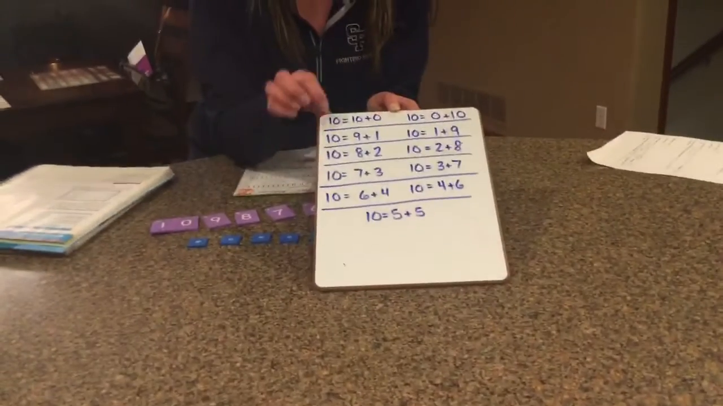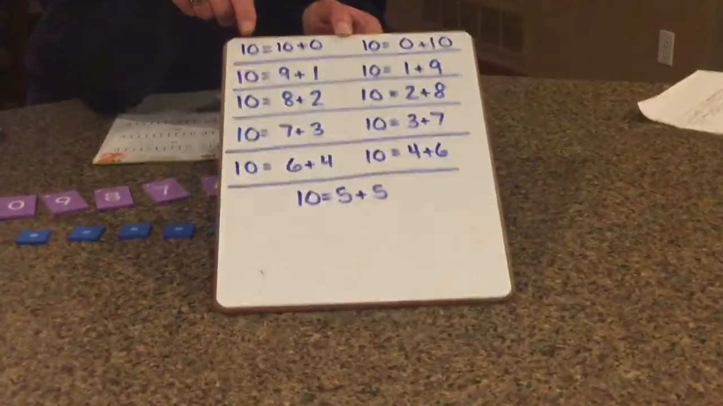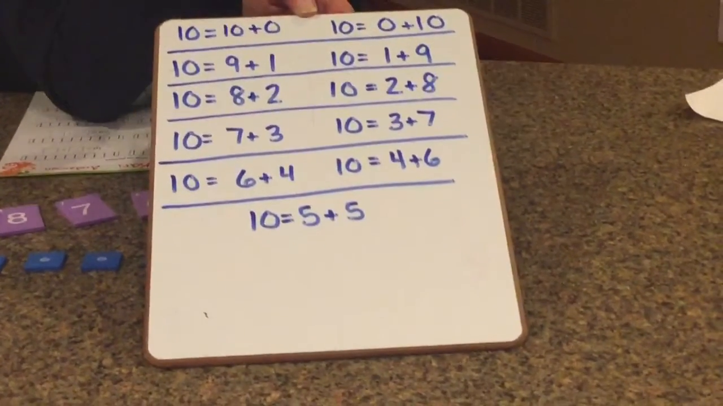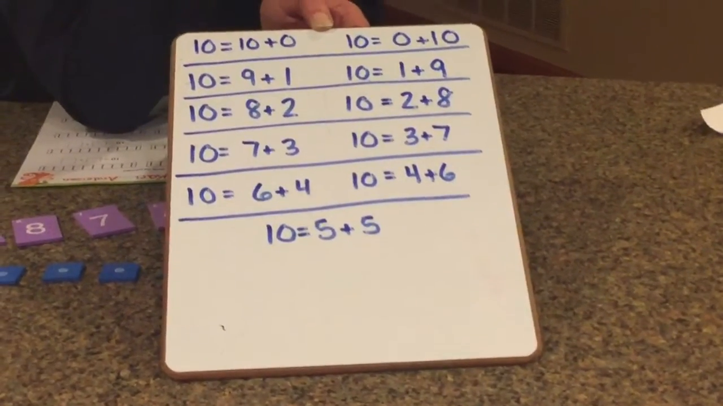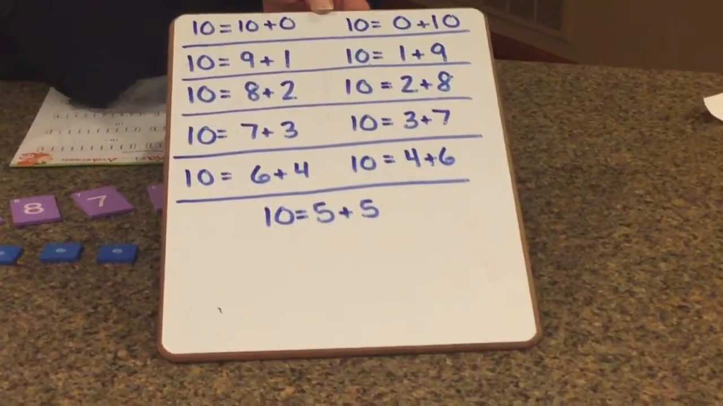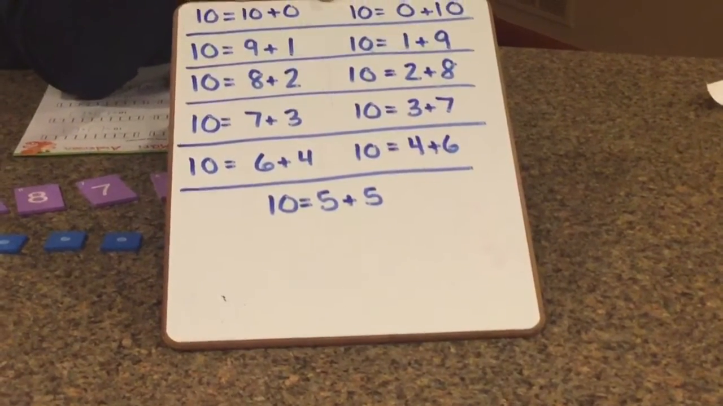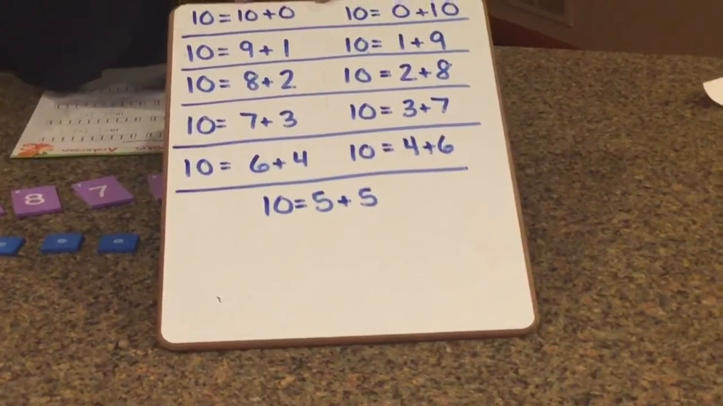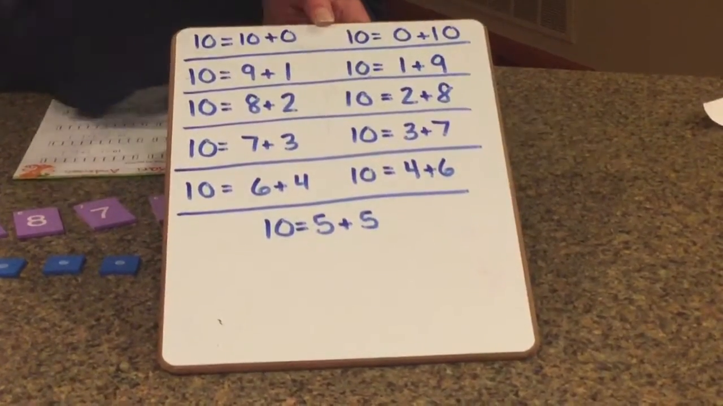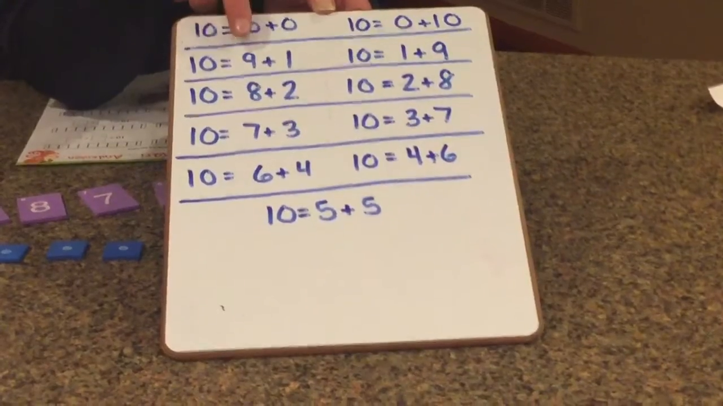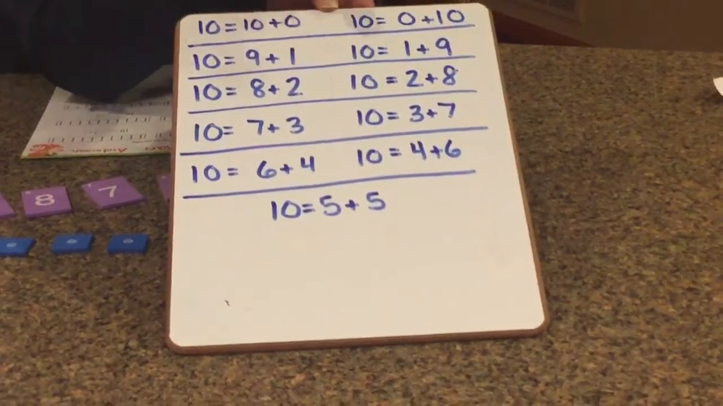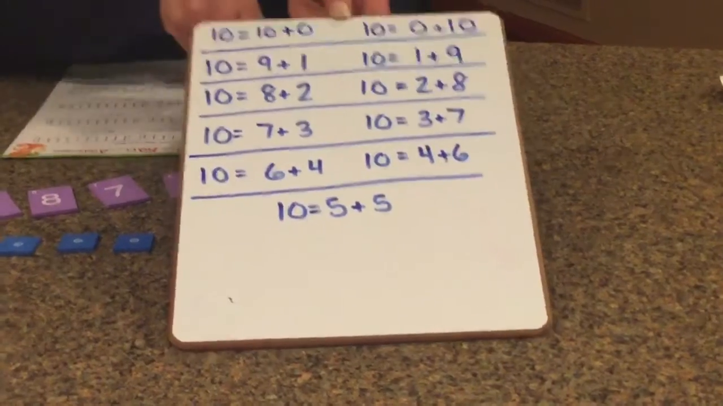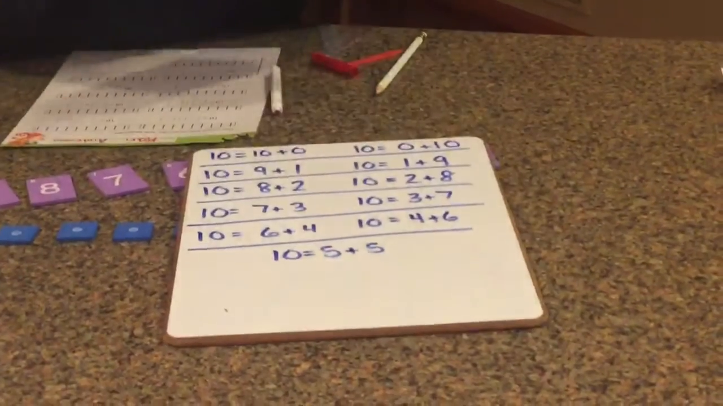And right here I want you to look at here. I put it so 10 equals 10 plus 0. 10 equals 0 plus 10. That's called a turnaround fact. The total is always 10, but here I started with 10 plus 0, and then I flipped it around and I did 0 plus 10. I did that on 10 equals 9 plus 1. 10 also equals 1 plus 9. I turned those numbers around.